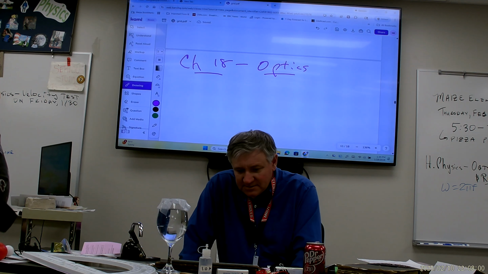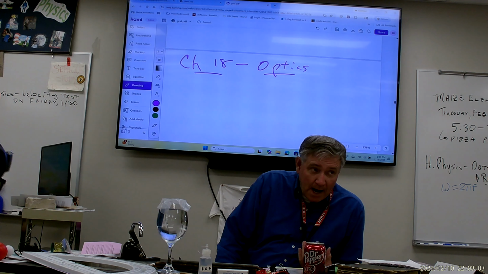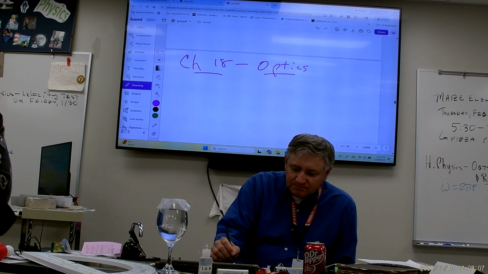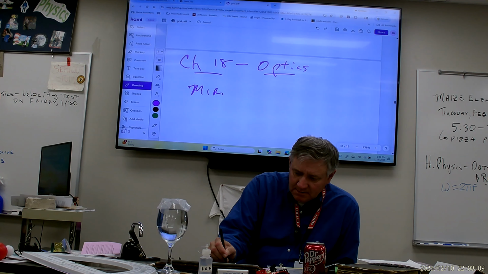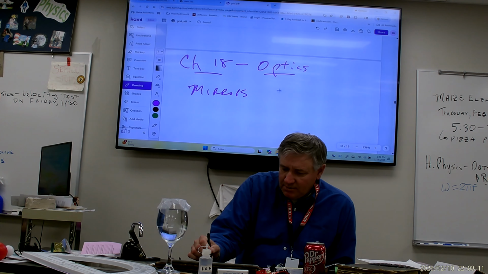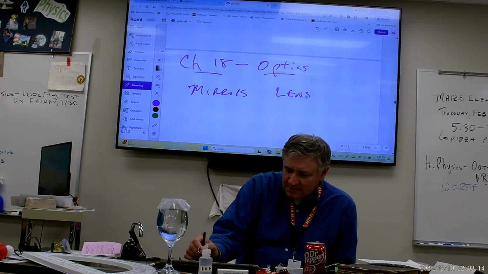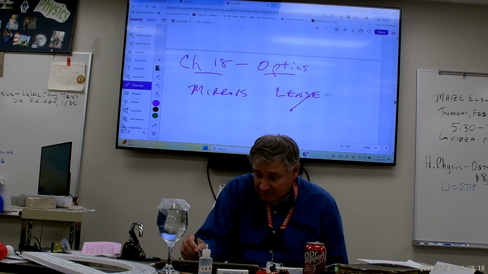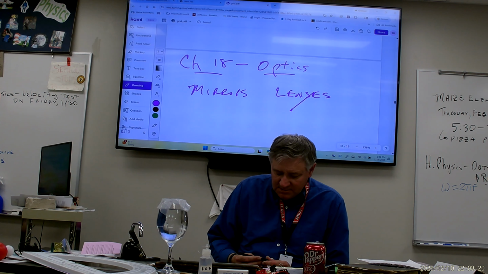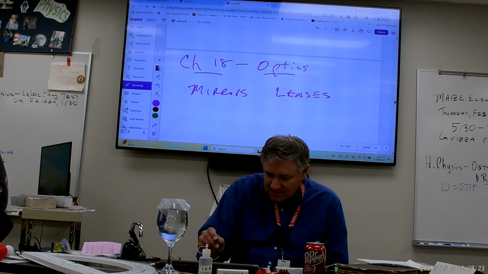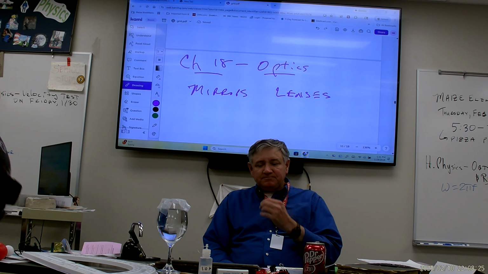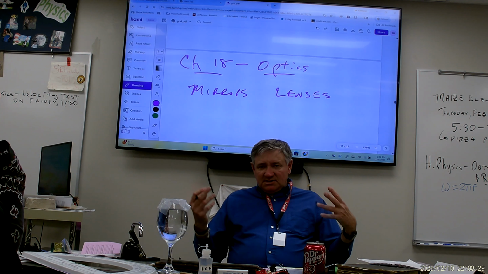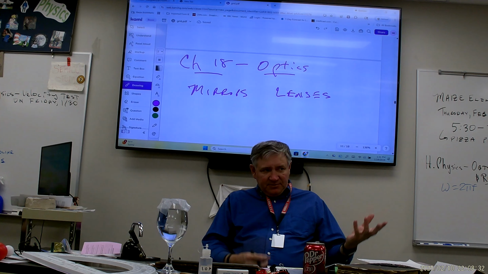So, let's start with what optics is. There's two main optics sections. You have mirrors, and you have lenses. Like glasses? Yes. Those are the two broad things that we're going to deal with: mirrors and lenses. Both of them involve somehow transforming the path of light.